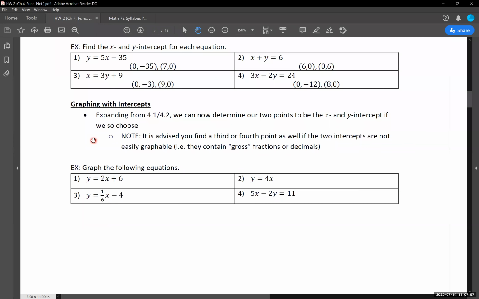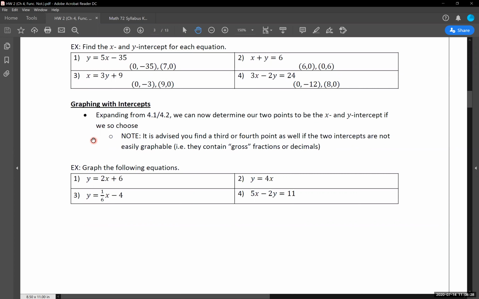So yesterday we said we could choose and find any 2 points that work to graph these things. Now we have 2 fairly reliable points that we can always find, the x and the y-intercept. You are more than welcome to use the intercepts only, or an intercept and something else, but this is now additional options at our disposal to go through and find points and graph these equations.